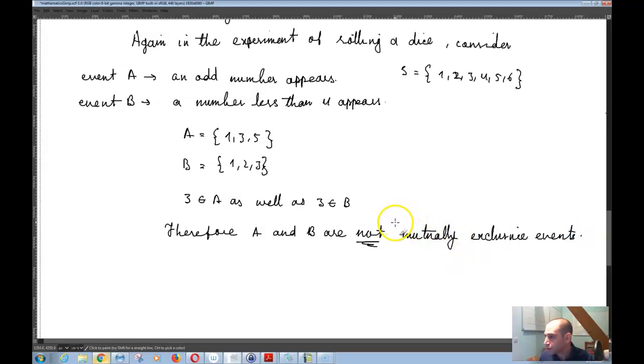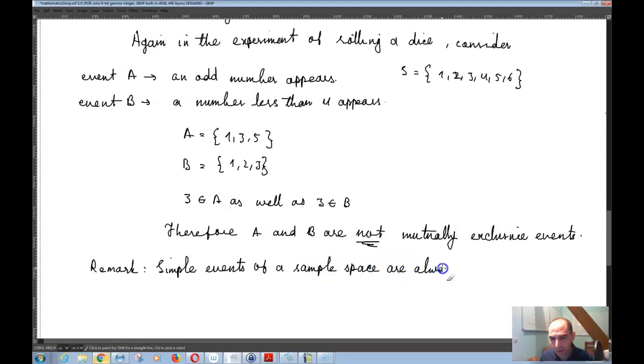And simple events of a sample space are always mutually exclusive. As a remark, you can say that simple events of a sample space are always mutually exclusive.